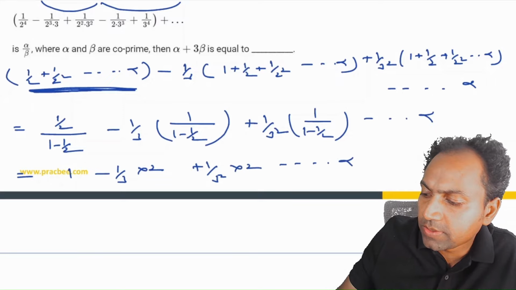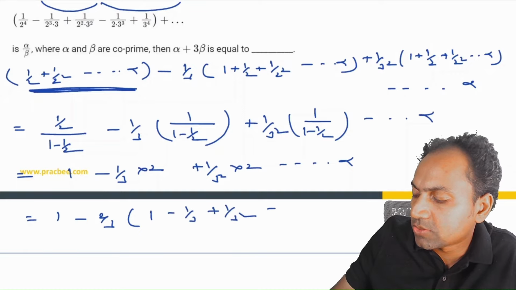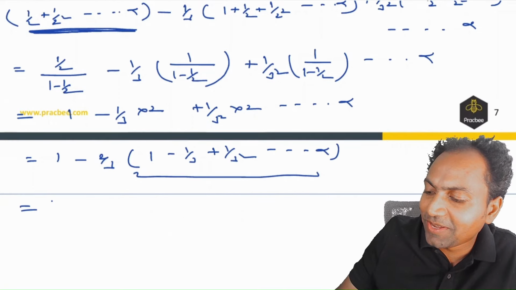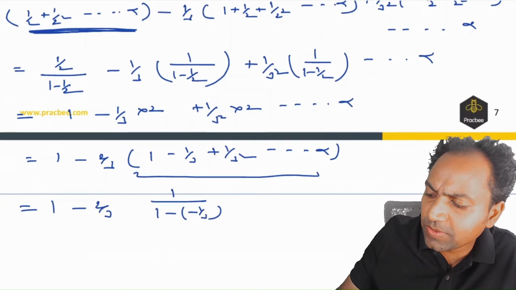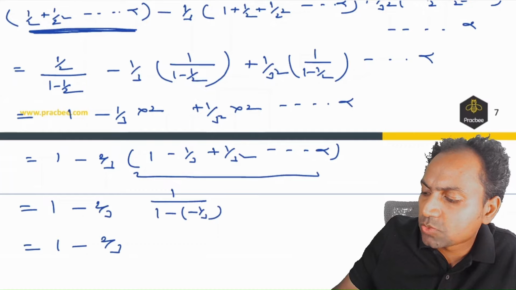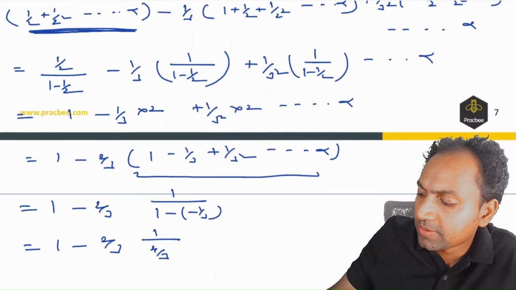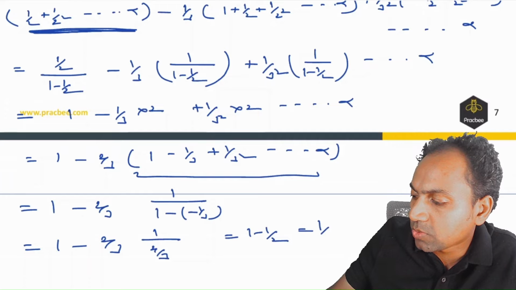Now if I leave the first term and focus on the second one, I can again take a 2 by 3 common. It becomes 1 minus 1 by 3, then plus 1 by 3 square till infinity. Again, in this second part, we can apply the sum till infinity, so A upon 1 minus R. In this case, the R is nothing but minus 1 by 3. So if I apply the formula, it becomes 2 by 3 into 1 upon 4 by 3. And if you simplify this, it becomes 1 minus 1 by 2, which comes out to be 1 by 2.